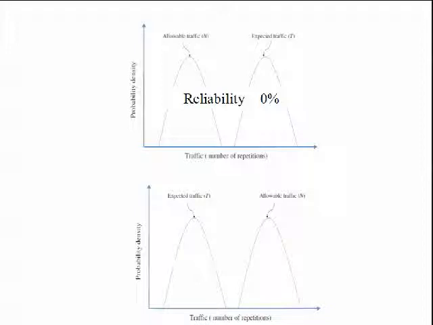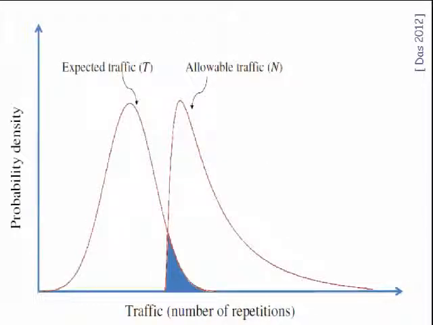Or if it's otherwise, that the expected traffic is much less always than the allowable traffic, then the pavement is 100% reliable. Now, of course, in all practical terms, we are not going to have a 0% reliability case or a 100% reliability case either. We are going to have something in between, and that's how the reliability is defined. These are standard definitions. This is called safety margin, T minus N, then the reliability is defined like this.